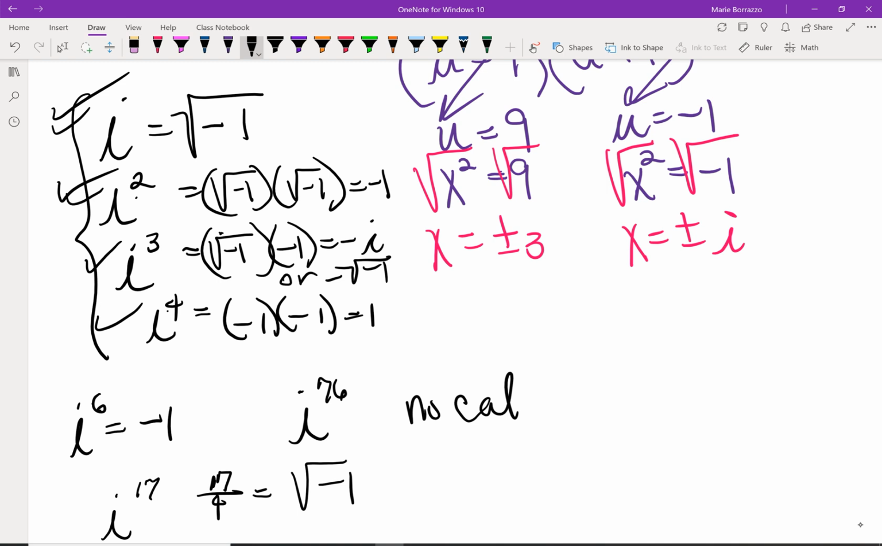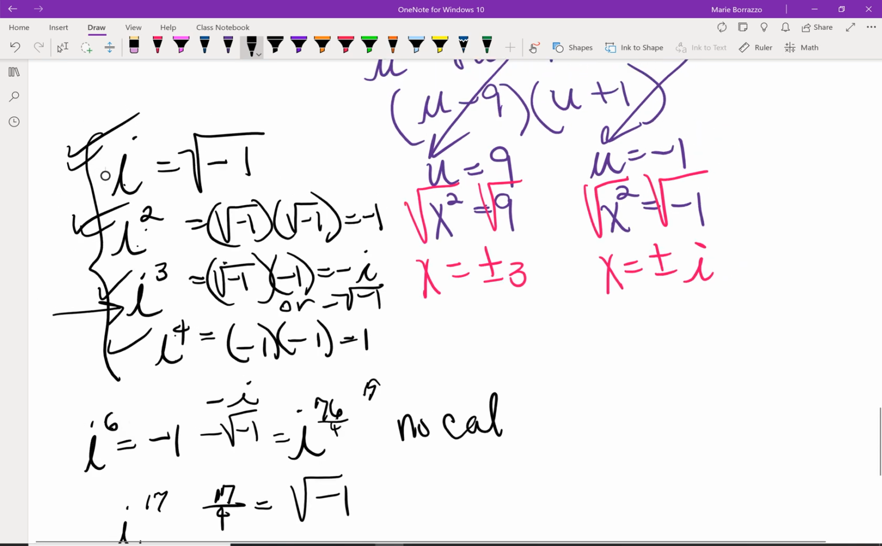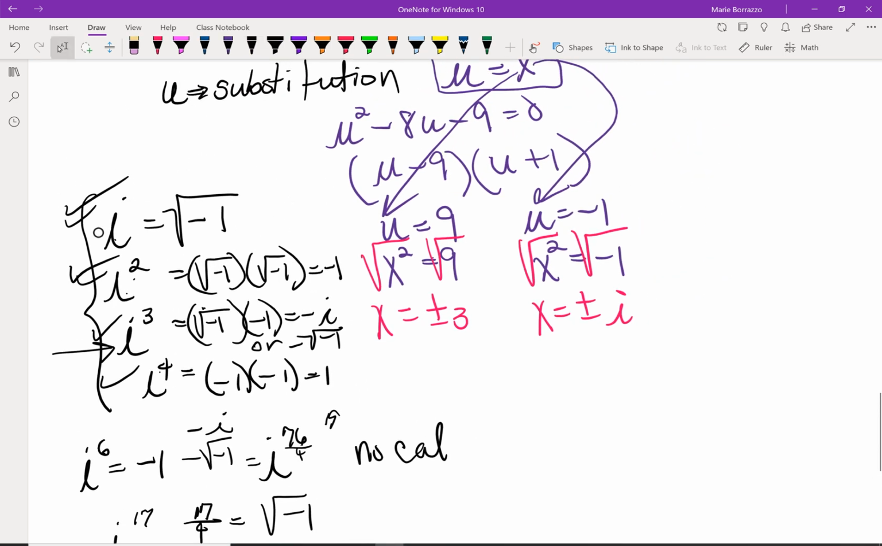And same thing goes for the 76. I would divide it by 4. 4 goes into 76 19 times, and that leaves a remainder of 0. So that would be your answer. So this would be i to the 4th, which is 1. Cool, huh? If you want to talk about this some more, we can.